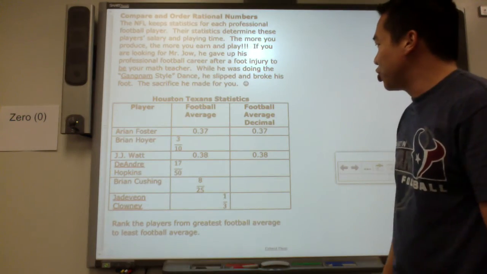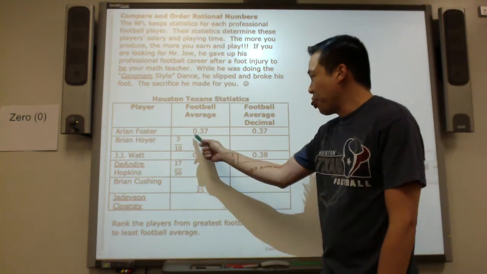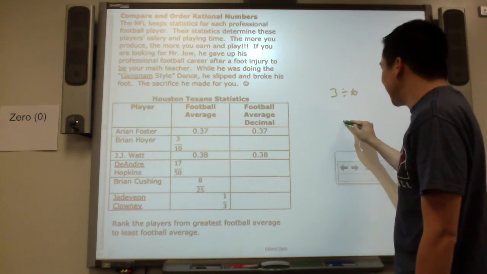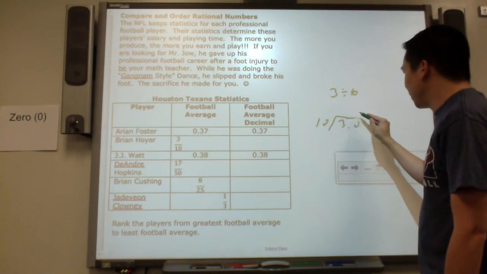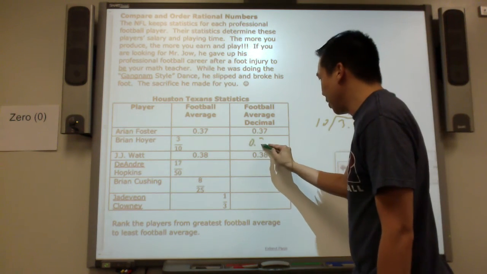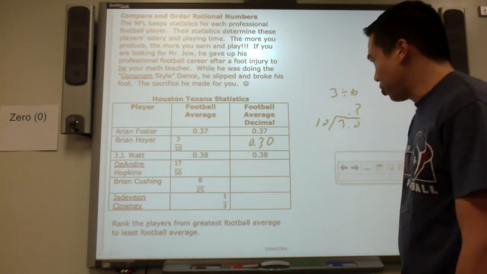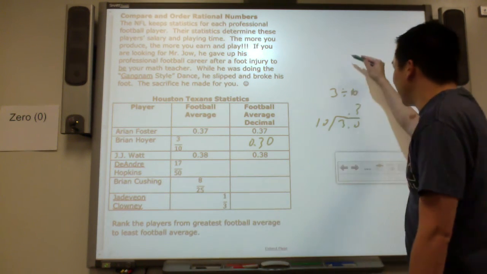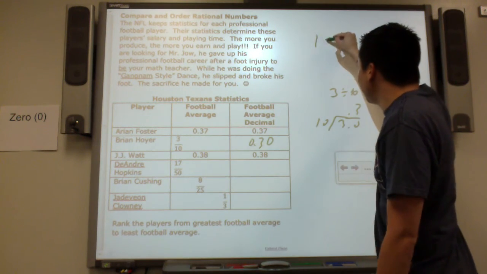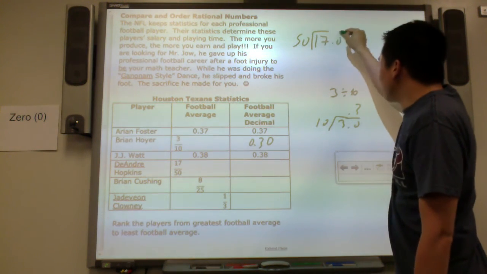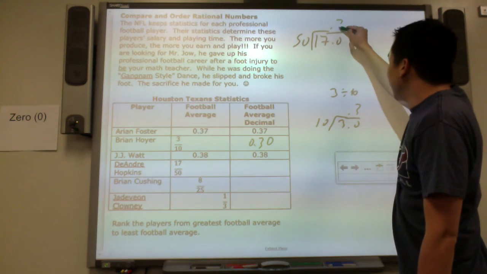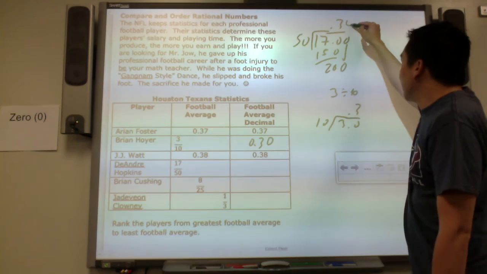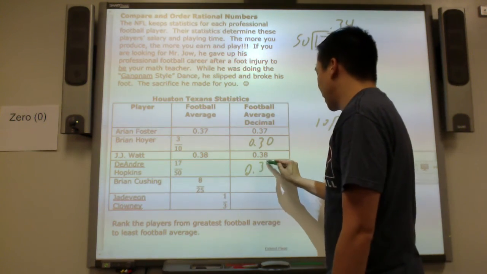So Arian Foster's average is 3/10. That's 3 divided by 10. What is the decimal equivalent of it? It's 0.30 hundredths or 0.3 tenths. J.J. Watt is 17/50. That's 17 divided by 50. 50 goes into 170 3 times. And get rid of the remainder. So it goes in 34 hundredths.